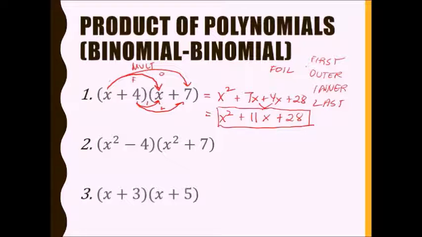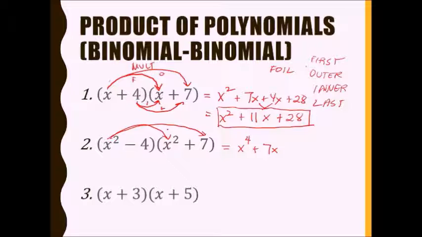Okay, so for the next example, we have x squared minus 4 times x squared plus 7. So, medyo nagkaroon ng variation lang kasi imbes na x times x lang siya, it's x squared times x squared. So, x squared times x squared and x squared times 7 tayo. Okay, so 2 plus 2, it's 4. So, x to the 4th. X squared times 7 is 7x squared.